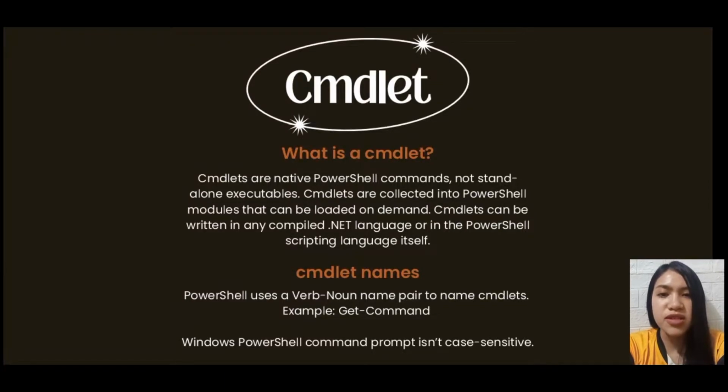The commandlet names. PowerShell uses a verb-noun name pair to name commandlets. Say for example, the Get-Command commandlet included in PowerShell is used to get all the commandlets that are registered in the command shell. The verb identifies the action that the commandlet performs, and the noun identifies the resource on which the commandlet performs its action. Windows PowerShell command prompt isn't case sensitive, so these commands can be typed in either upper or lowercase.